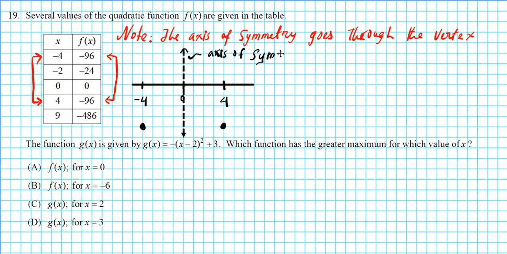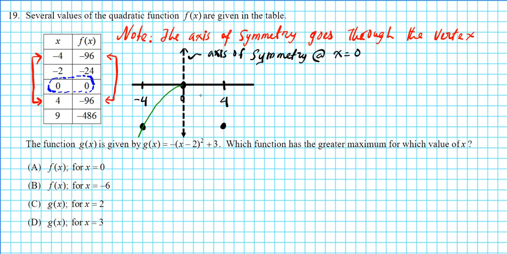Axis of symmetry at x equals 0. Now, take a look at the table. We can easily determine what the y-coordinate of the vertex is, which is 0. So this is another point on the graph right here. And just following the pattern of the points, it's increasing and hits a maximum of 0, and then it starts to decrease back down again.